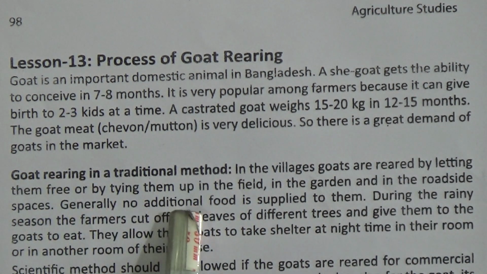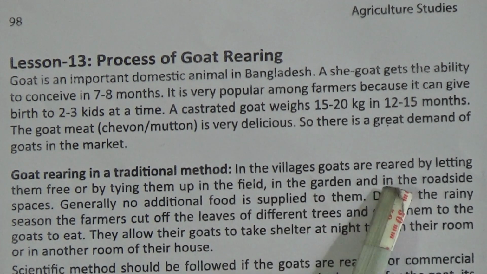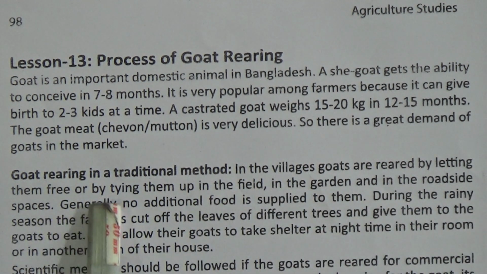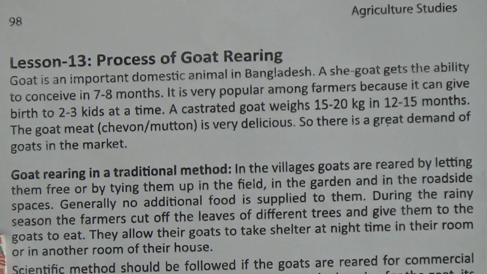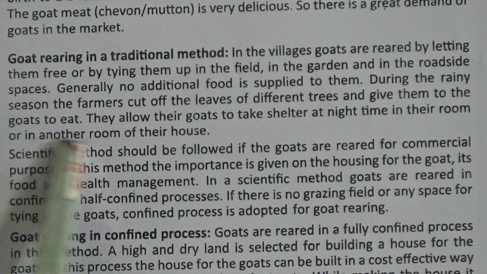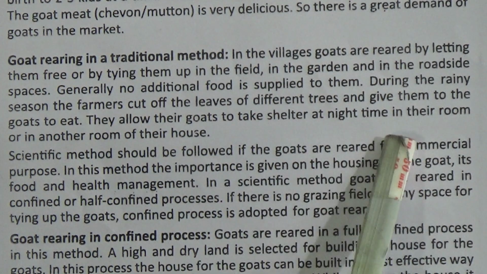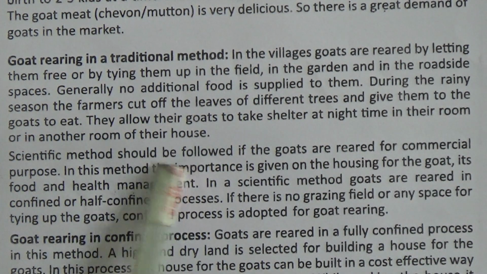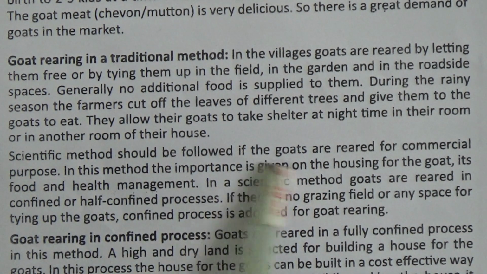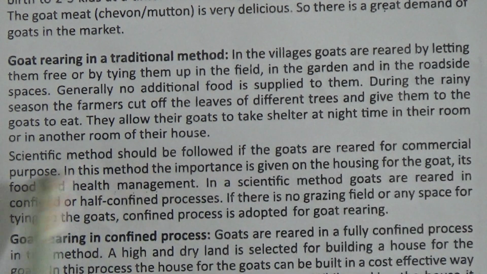Goat rearing in a traditional method. In the villages, goats are reared by letting them free or by tying them up in the field, in the garden and in the roadside spaces. Generally, no additional food is supplied to them. During the rainy season, the farmers cut off the leaves of different trees and give them to the goats to eat. They allow their goats to take shelter at night time in their room or in another room of their house. Scientific methods should be followed if the goats are reared for commercial purpose.